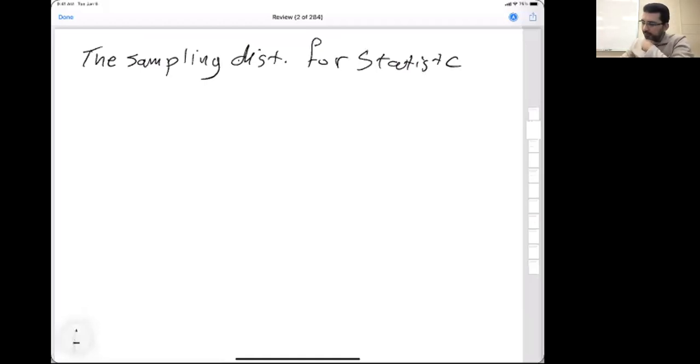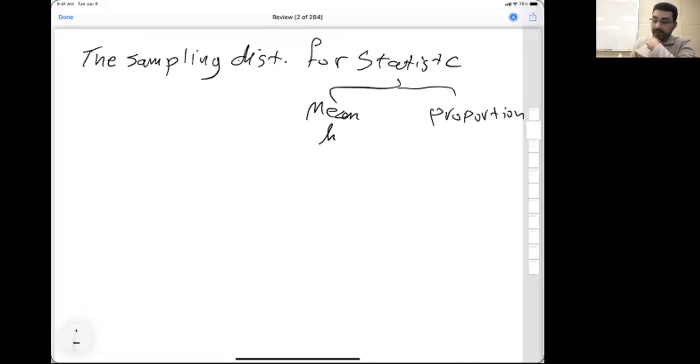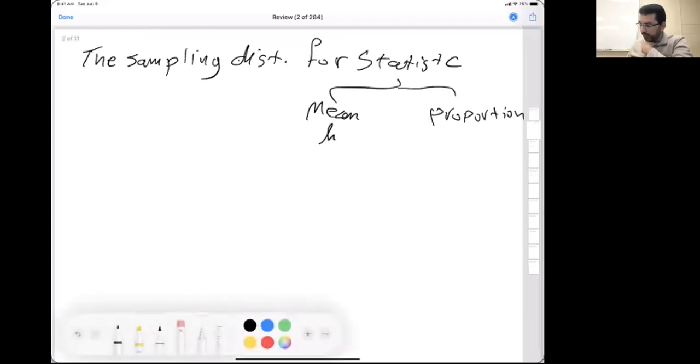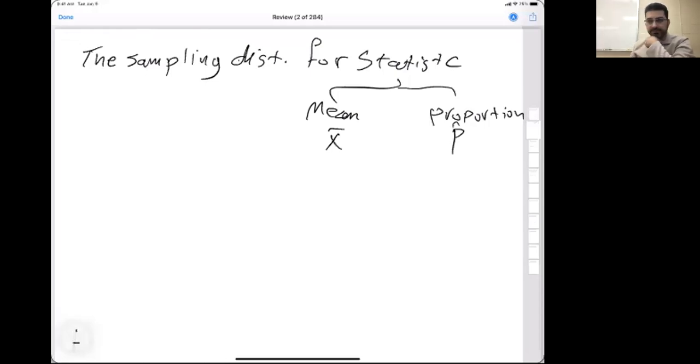We have the mean and we have the proportion. So we have a sampling distribution for the population mean mu, and the sampling distribution for the sample mean x bar, and sampling distribution for the sample proportion p hat. We start with the sampling distribution for x bar.